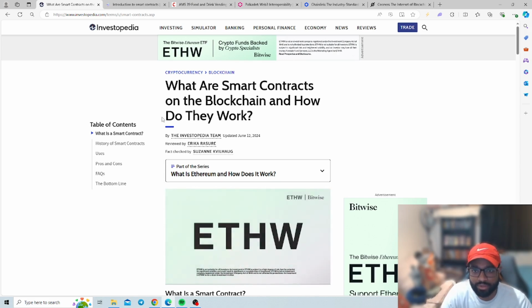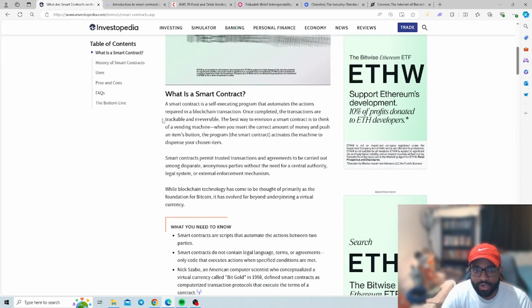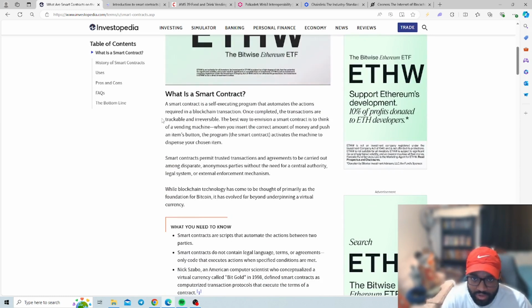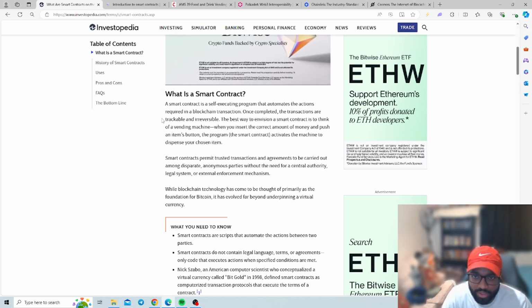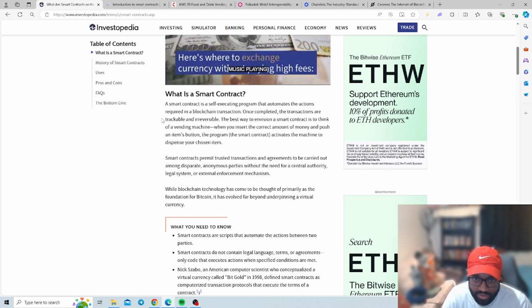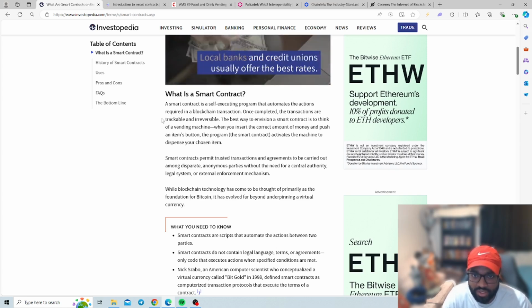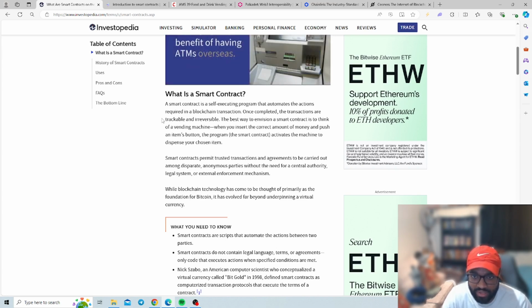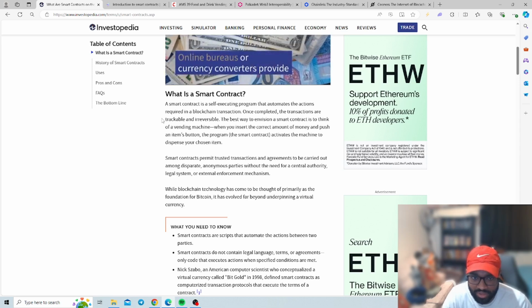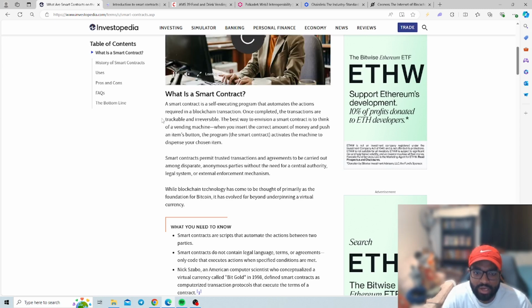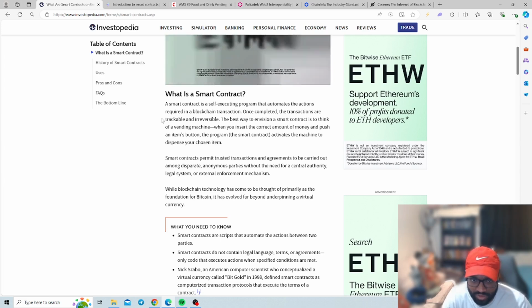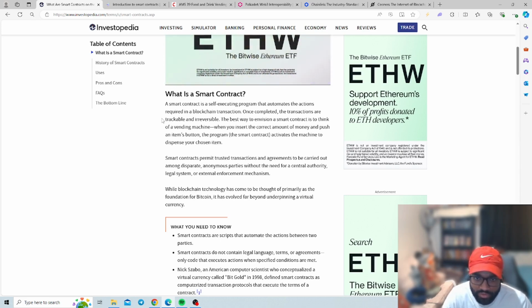What are smart contracts on the blockchain and how do they work? What is a smart contract? A smart contract is a self-executing program that automates the actions required in a blockchain transaction. Once completed, the transactions are trackable and reversible. The best way to envision a smart contract is to think of a vending machine. When you insert the correct amount of money and push an item's button, the smart contract activates the machine to dispense your chosen item. Smart contracts permit trusted transactions and agreements to be carried out among anonymous parties without the need for a central authority, legal system, or external enforcement mechanism.